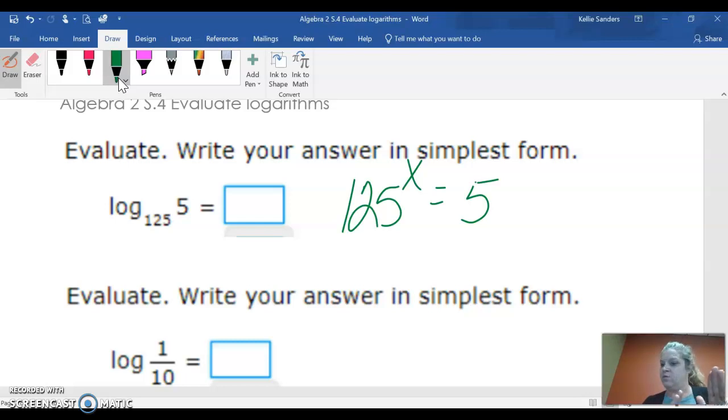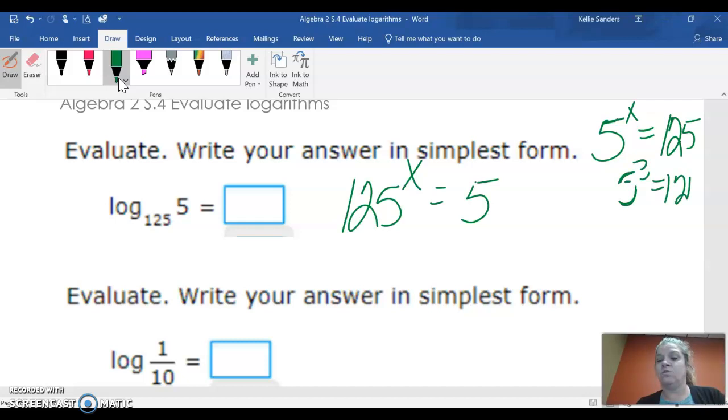Let's just kind of take it one step at a time. And so let's pretend that it was backwards. If I had the x with the 5 and then 125, well, 5 to the 1 is 5. 5 to the 2 is 5 times 5, which is 25. And 5 times 5 times 5 is 25 times 5, which is 125. So it takes 3 5s to get 125.